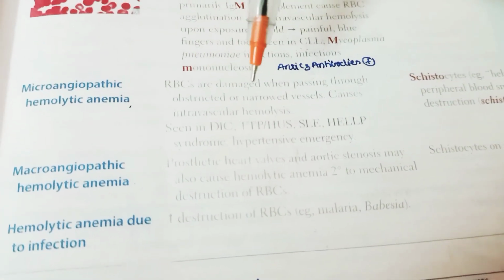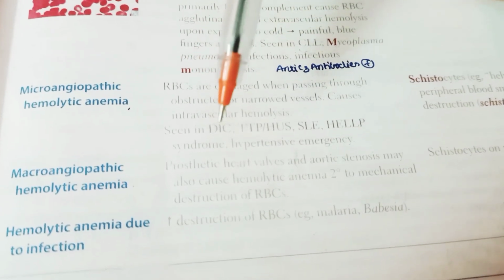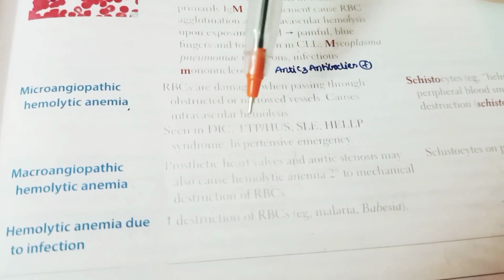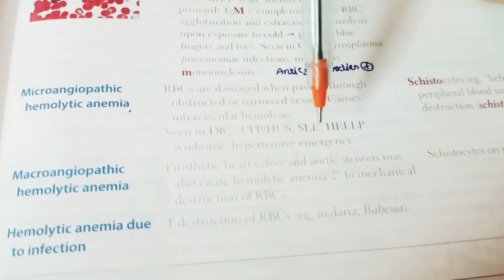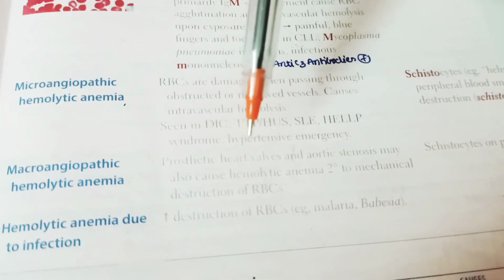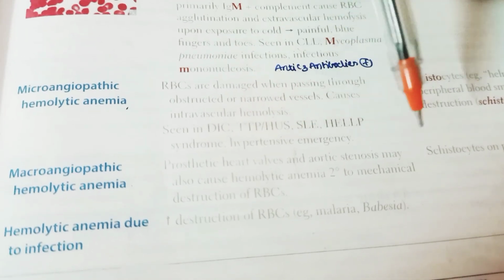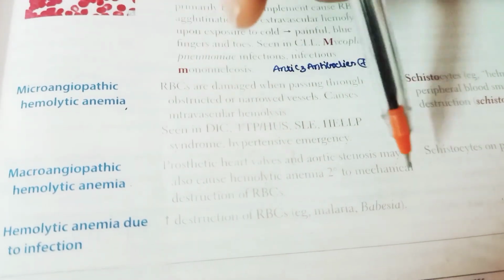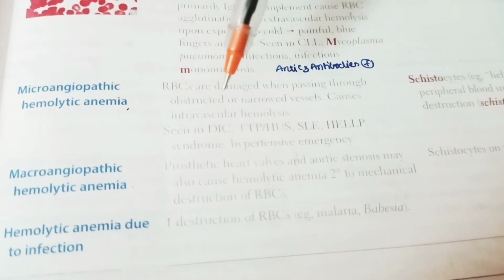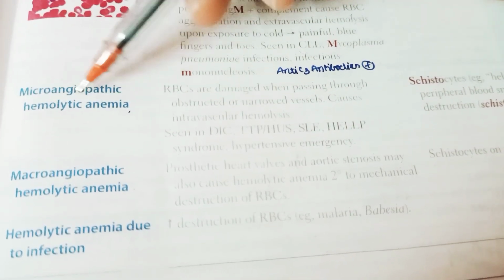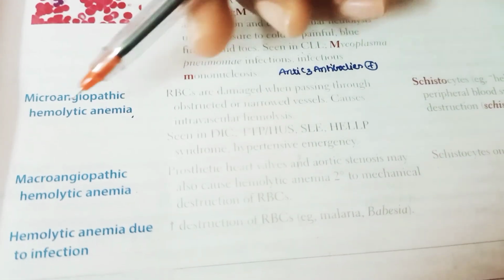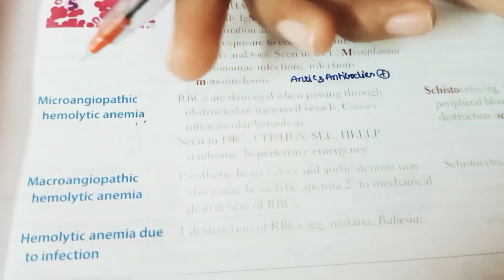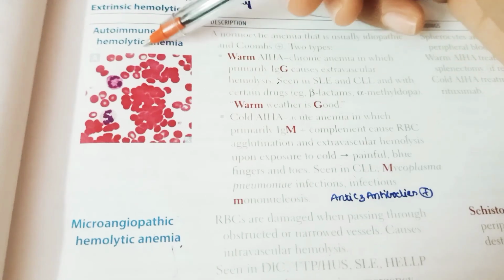Microangiopathic hemolytic anemia means RBCs are damaged when passing through narrow vessels. Okay, so this is causing intravascular hemolysis. It is seen in DIC, TTP, HUS, SLE, HELLP syndrome, and also in hypertensive emergency. Because of hypertension, blood vessels will undergo vasoconstriction, so when RBCs pass through, they will be damaged. In the name itself, you can see microangiopathic, in small vessels. According to the name only you can understand.